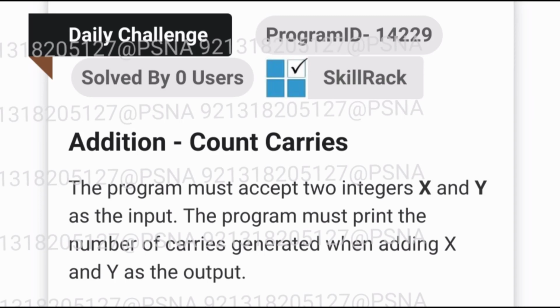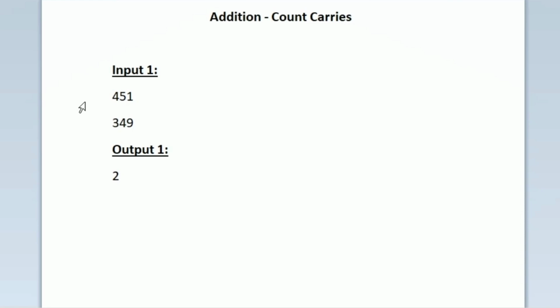This is the question asked in today's SkillRack daily challenge. We will be given two integers as input. In the first line we are given the integer x, and in the second line we are given the integer y. Now we have to add both of these integers and find the total number of carries which we get while adding these two numbers.